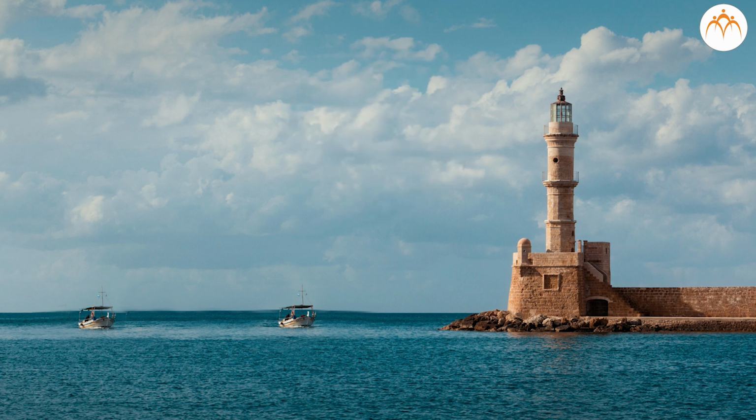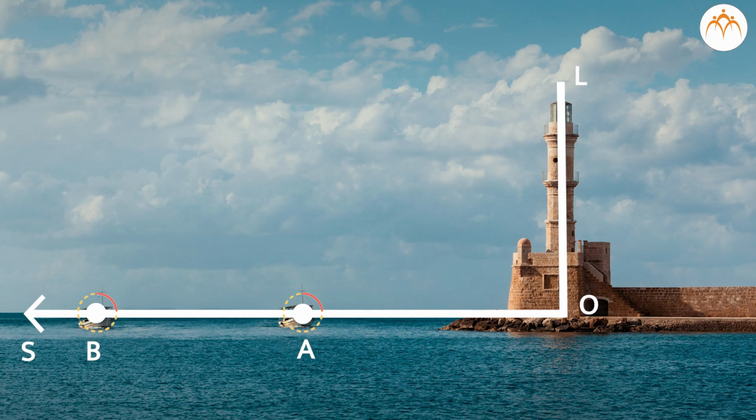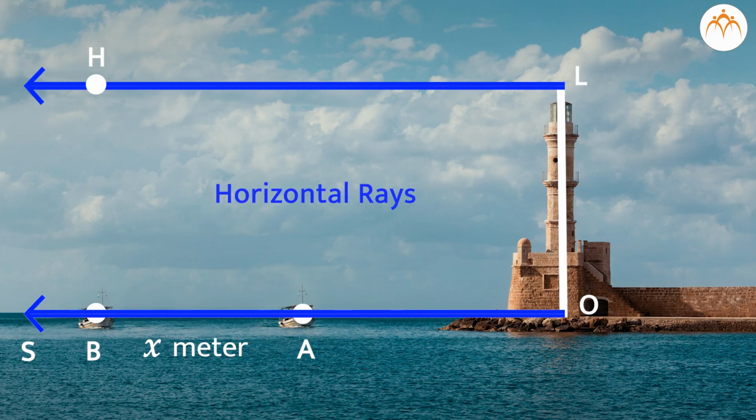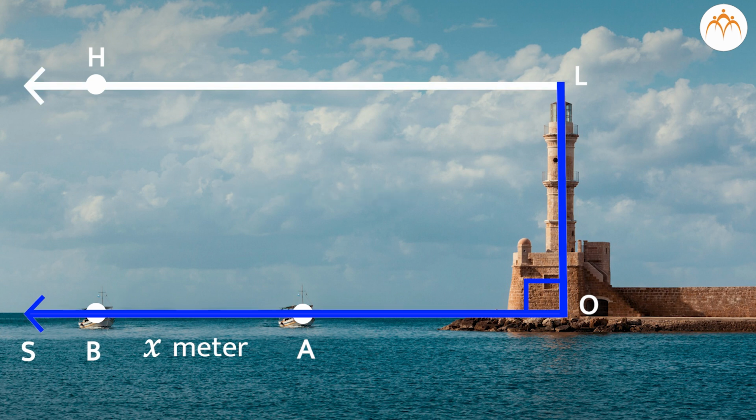Solution. In the diagram, segment OL represents the lighthouse. Point A represents the ship nearer to the shore and point B represents the ship farther from the shore. Let the distance between the two ships be x meters. Therefore, the distance AB is x meters. Ray OS and ray LH represent horizontal rays and are parallel to each other. Therefore, line OL is perpendicular to ray OS.